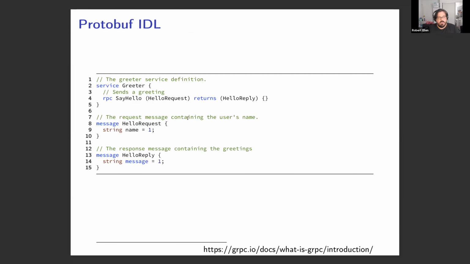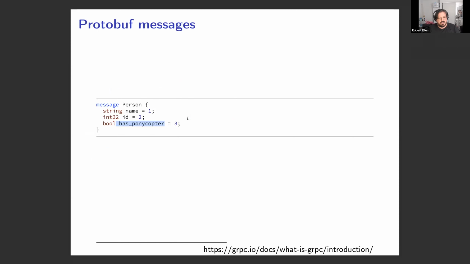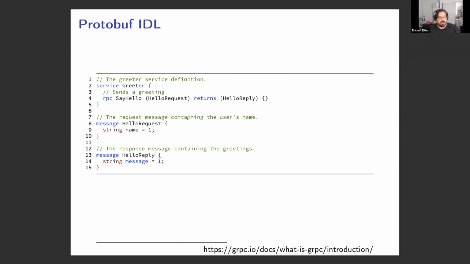So that one's just a message. That's just the data. To make gRPC work, it needs a full interface description language.